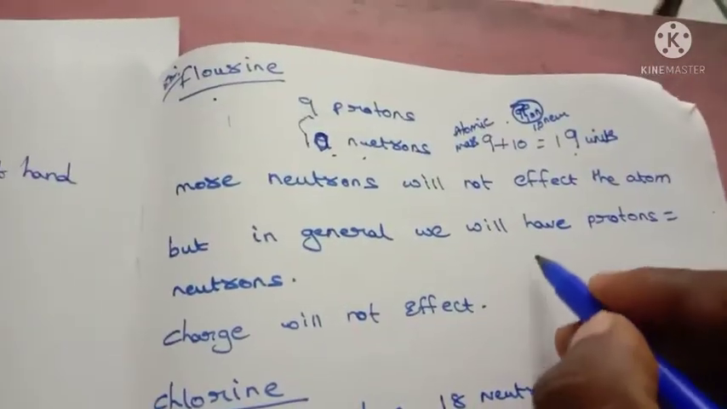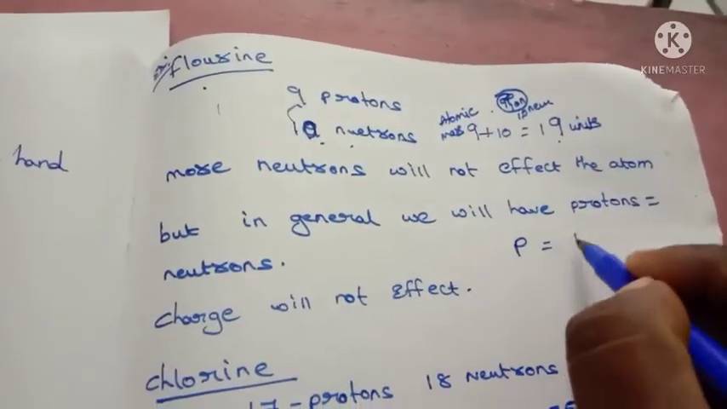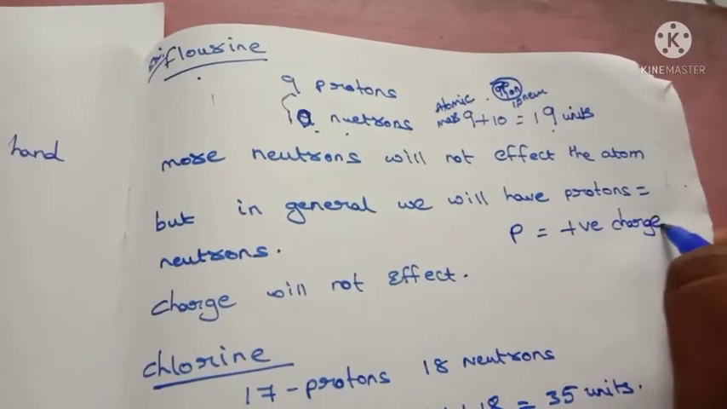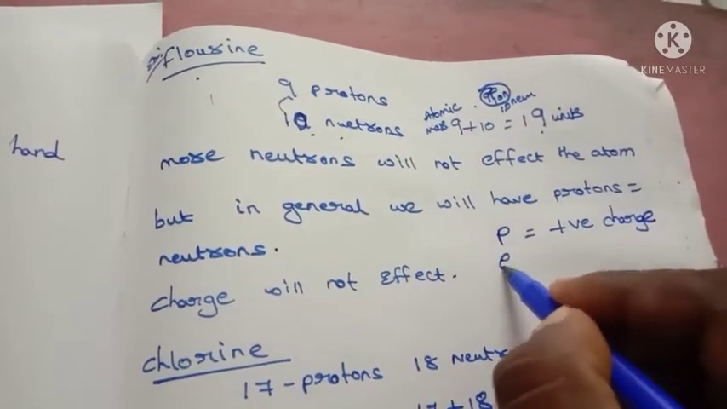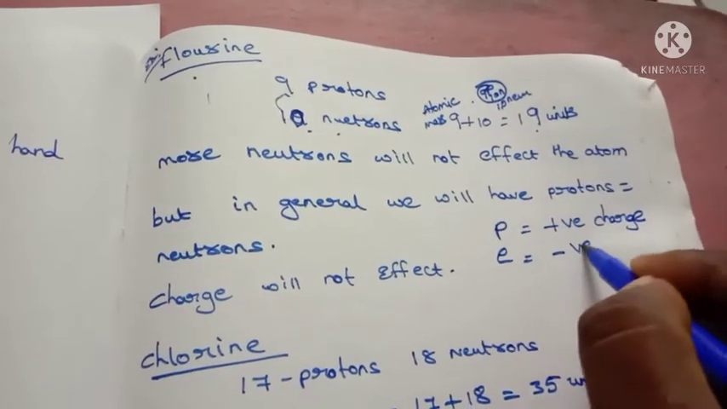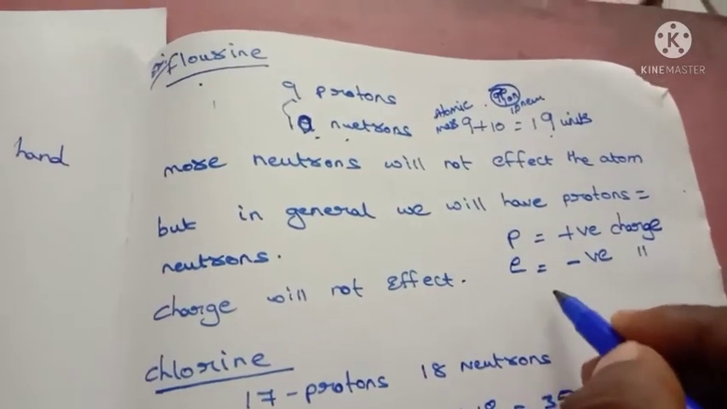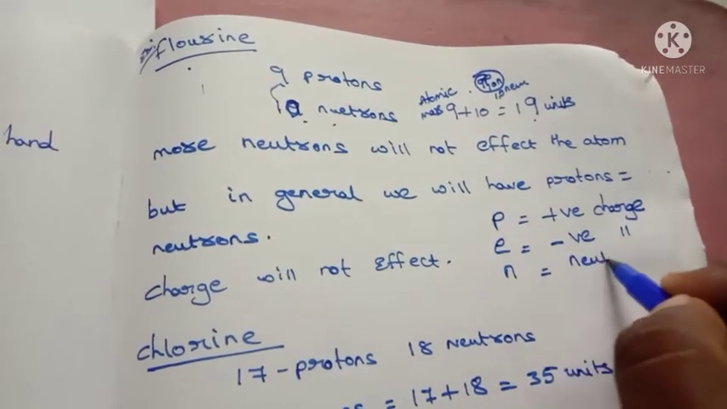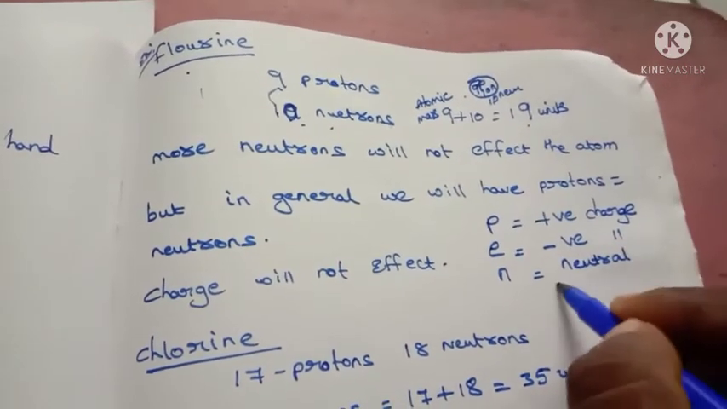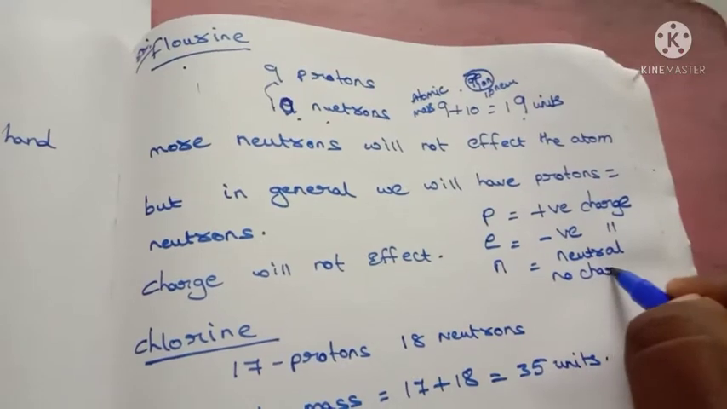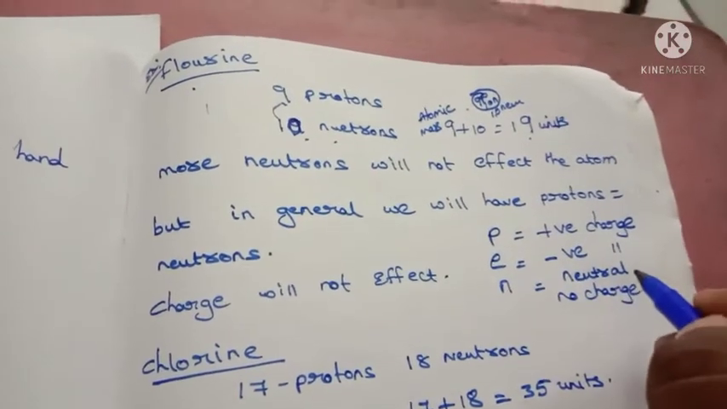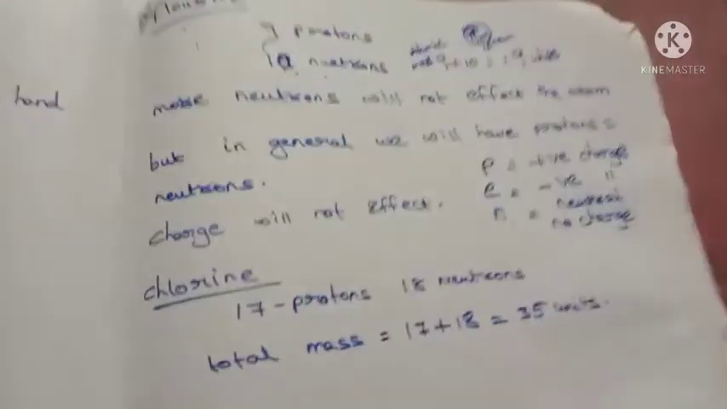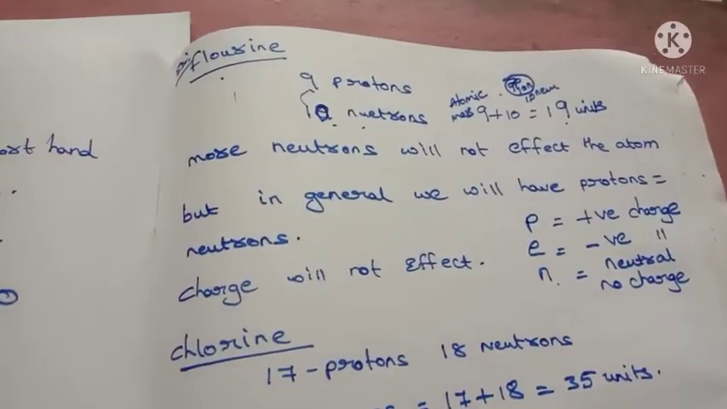See here, protons have positive charge, electrons have negative charge. What about neutrons? Neutral, that is no charge. Okay, my dear children, for neutrons there is no charge.